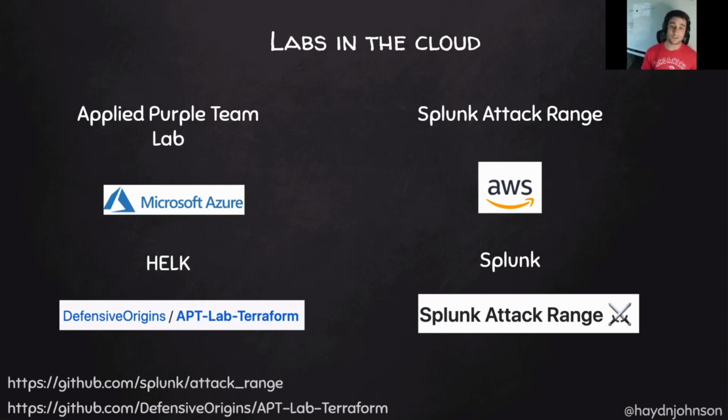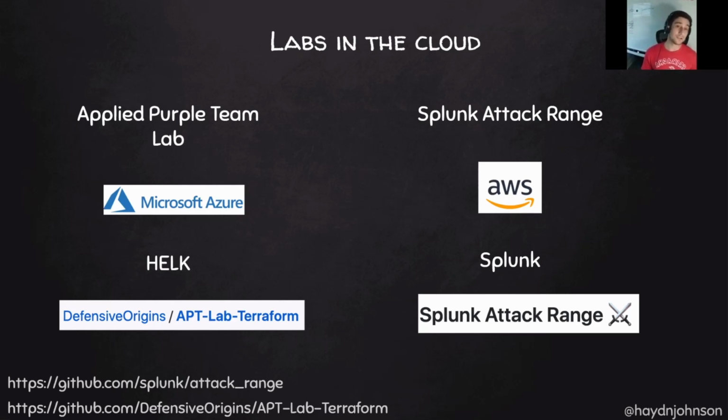So the one I've been using the most, because I was just introduced to it first, is the Applied Purple Team Lab. It's in Azure from Microsoft. You can have a free trial of $300 or something. It uses HELK. The link's in the bottom left.